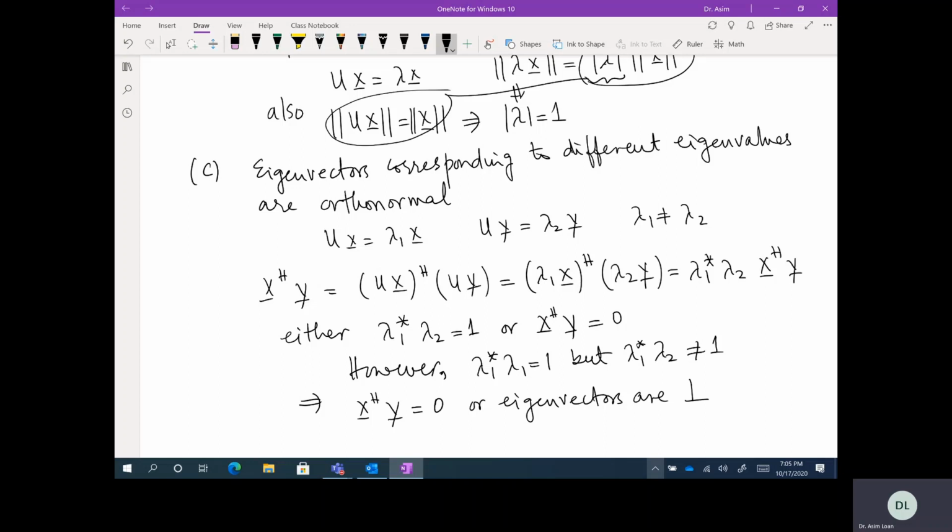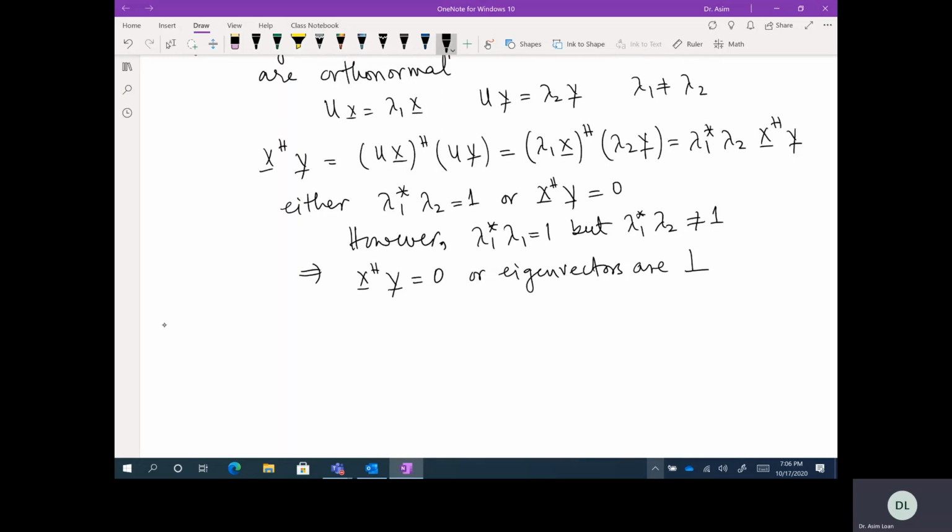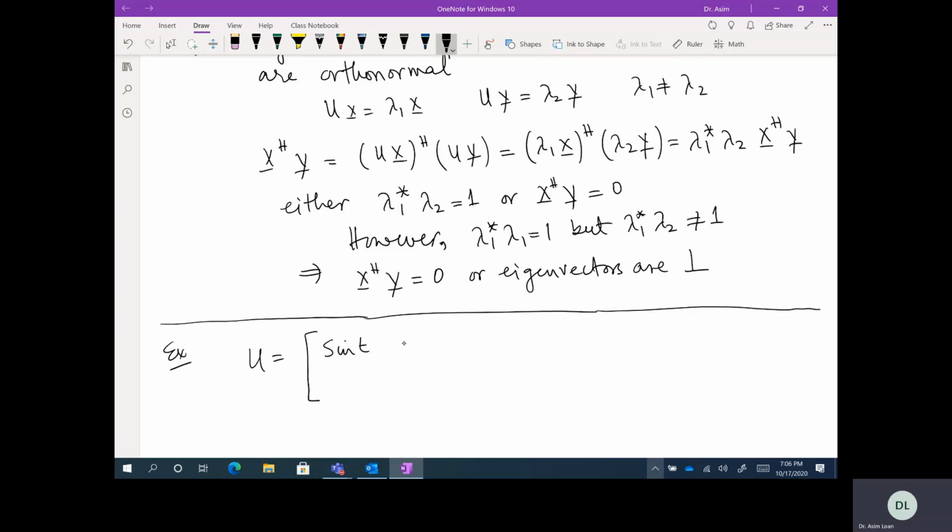So let's compute the eigenvalues of a unitary matrix. So for the eigenvalues of a unitary matrix, for example, U equals cosine t, minus sine t, sine t, cosine t. This is the same matrix that we computed last time.